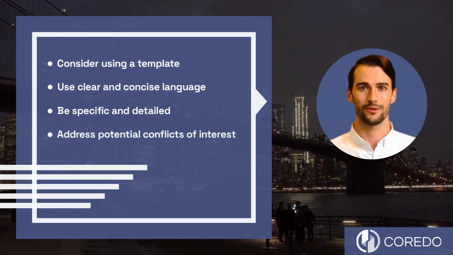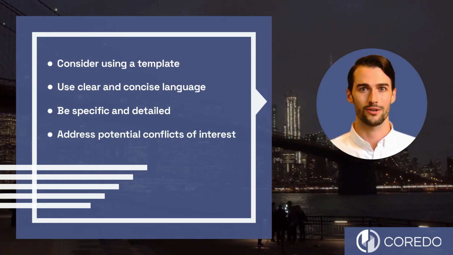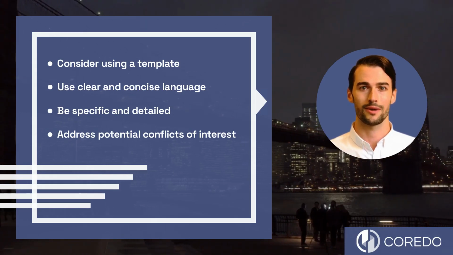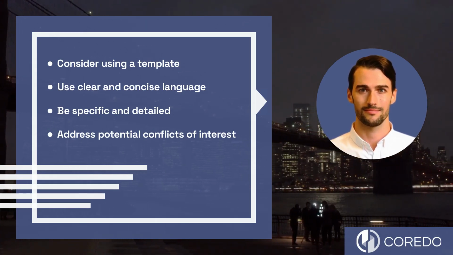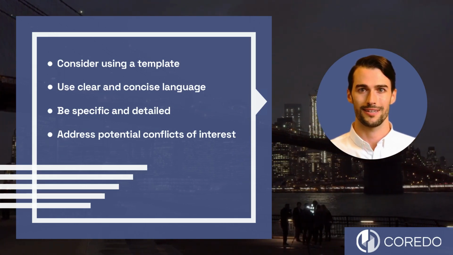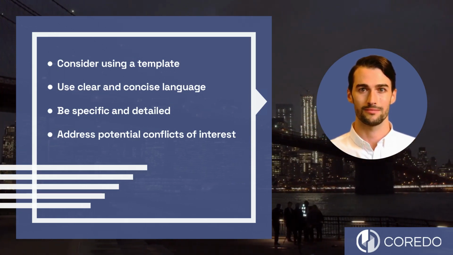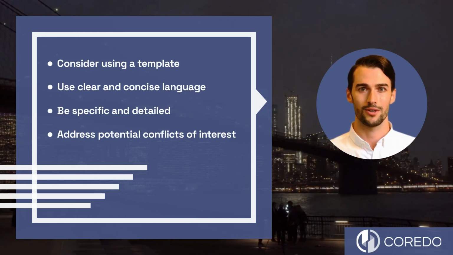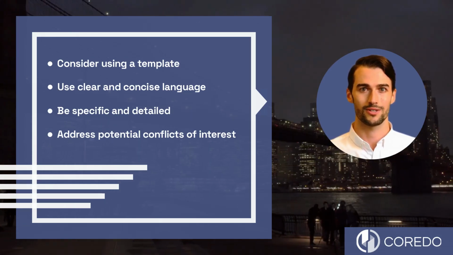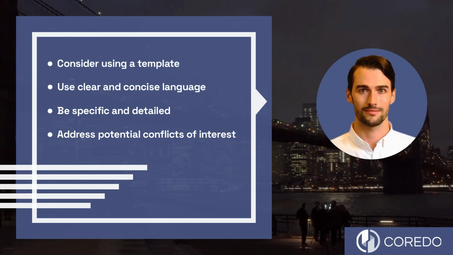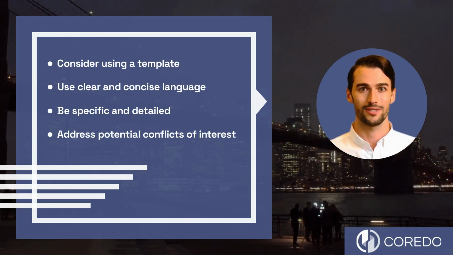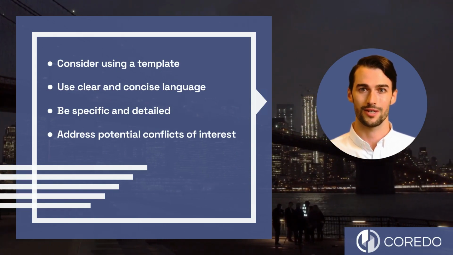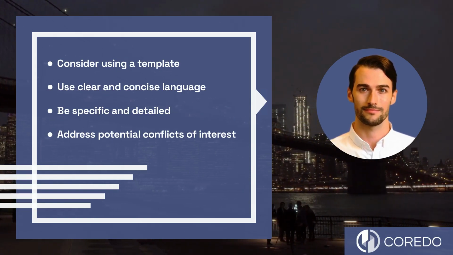Address potential conflicts of interest. If there is a potential for conflicts of interest between the two parties, it is crucial to address this in the Memorandum of Understanding. For example, suppose one party is providing funding for the project. In that case, there may be a conflict of interest if the other party is also responsible for evaluating the project's progress or success. In such cases, it may be necessary to include provisions in the Memorandum of Understanding to address these potential conflicts of interest.